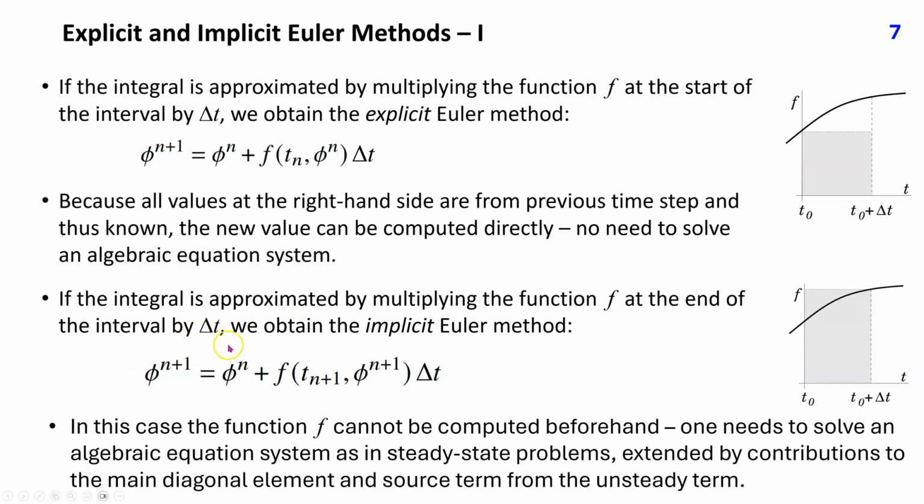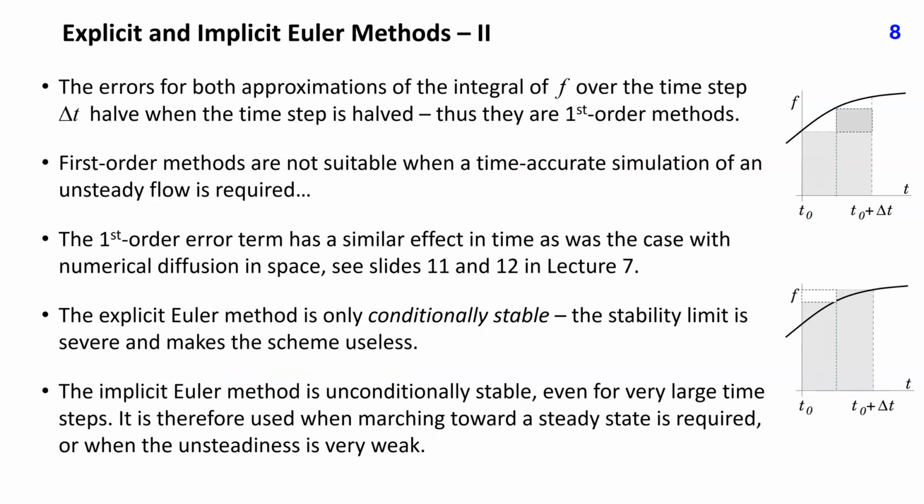In this case, the function f cannot be computed beforehand. One needs to solve an algebraic equation system as in steady-state problems. The only difference is that the main diagonal element in the matrix and the right-hand side are extended by contributions from the unsteady term. It is obvious that the errors for both approximations of the integral of f over time step delta t halve when the time step is halved. Thus, they are first-order methods.